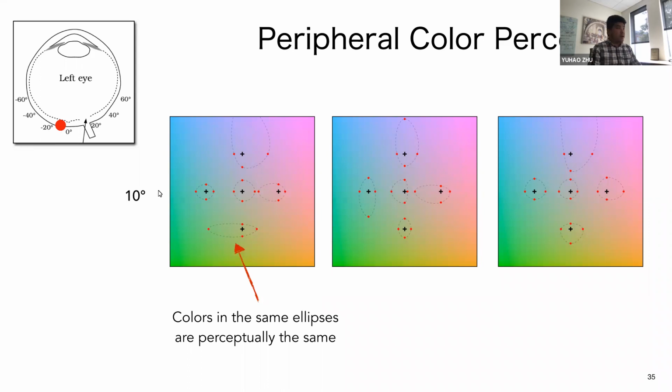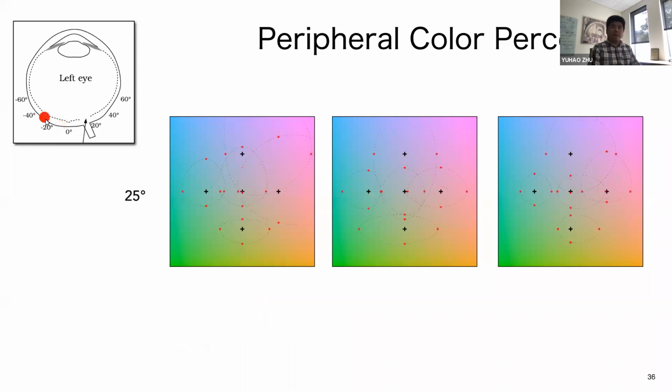Now if you look at the data at 25-degree eccentricity, one thing you immediately see is that the ellipse sizes grow. That basically means that users will confuse more colors. Their color perception acuity becomes worse because more colors are perceptually similar, as we move away from the fovea. So this is the eccentricity at 25 degrees.